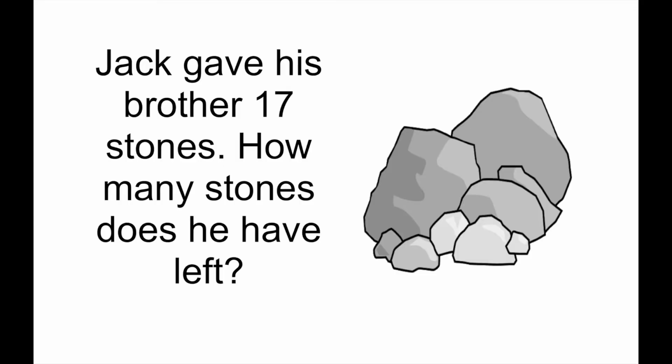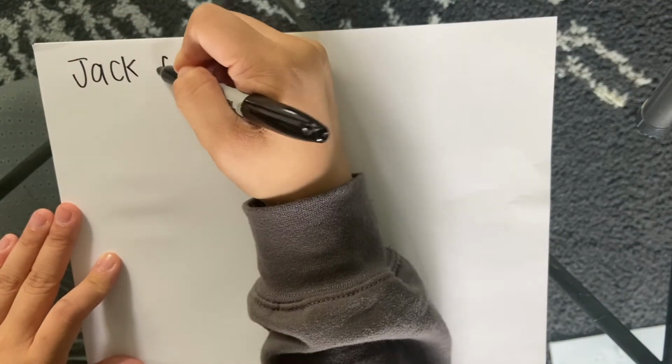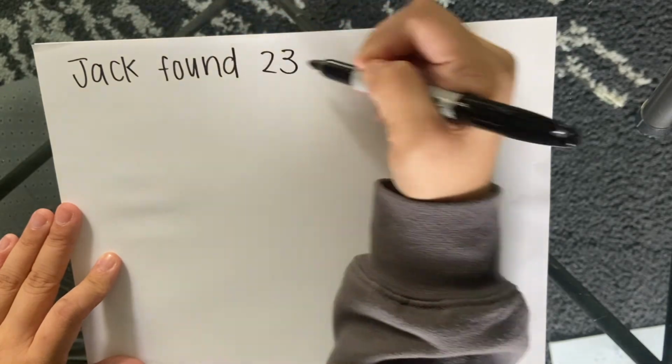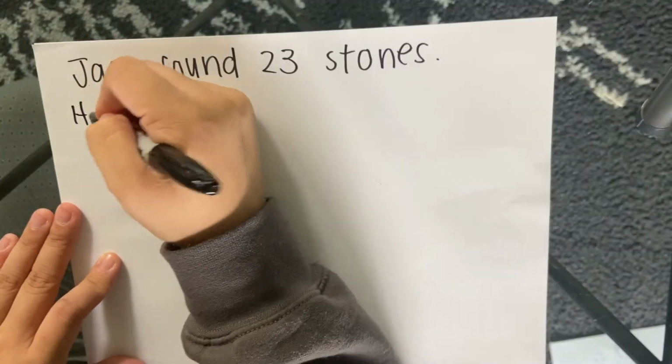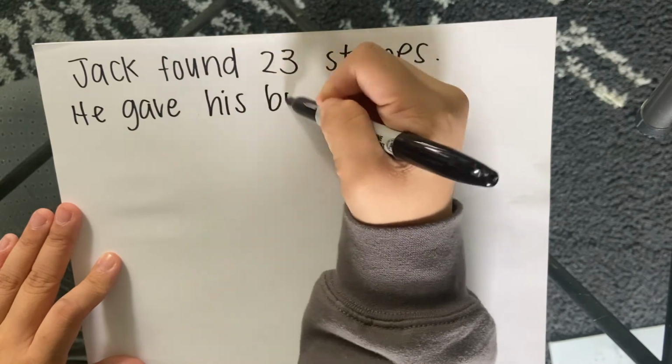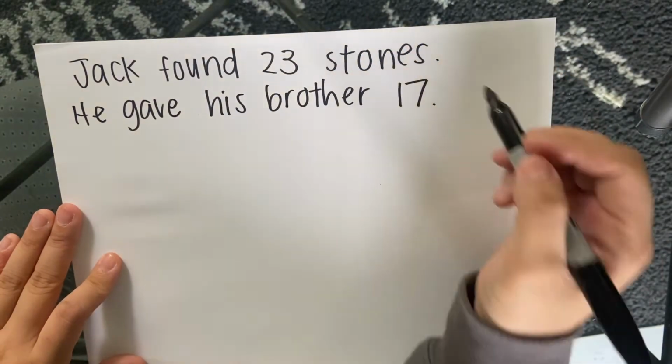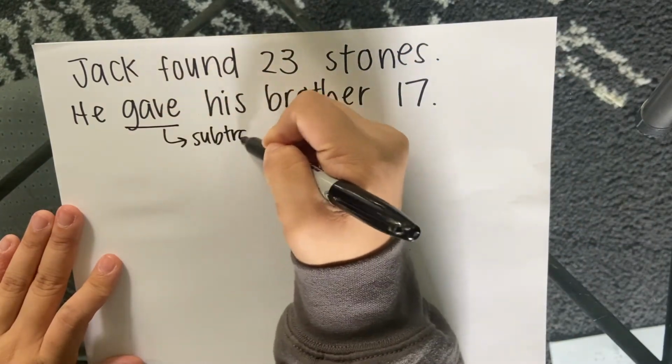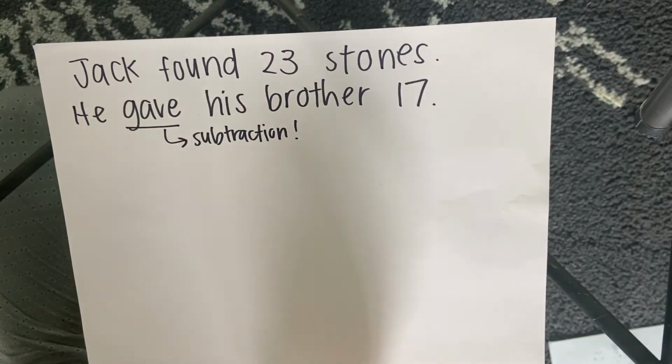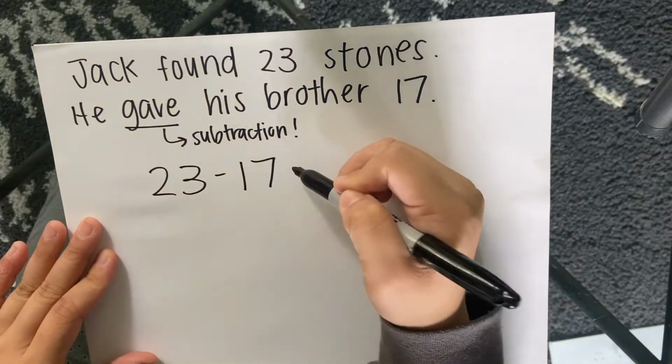All right, so the next problem: Jack gave his brother 17 stones, and we need to find out how many stones he has left. So Jack found 23 stones in the beginning, and now we find out that he gave his brother 17 stones. The "gave" tells us it's subtraction, so we need to find out 23 minus 17. So pause the video and try to solve it on your own.